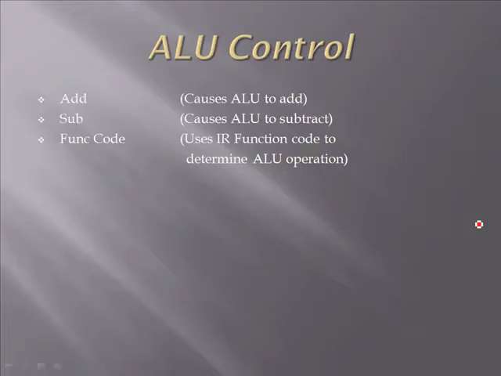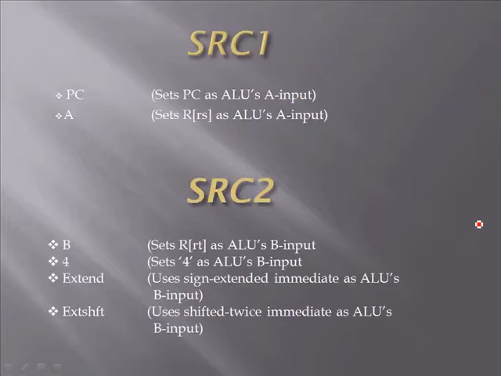Alright, more values you can place for ALU control are subtract for subtractions, or func code, which means it'll look at the function code of the MIPS instruction and determine the ALU operation based on that. For source 1, you can have PC, as we saw earlier, for computing PC plus 4, or simply A, which sends the register RF to the input.